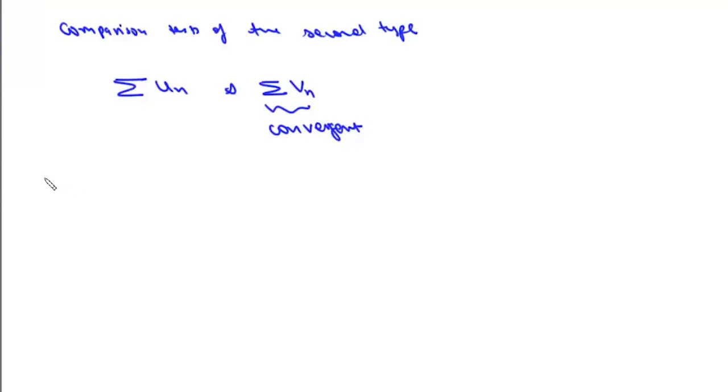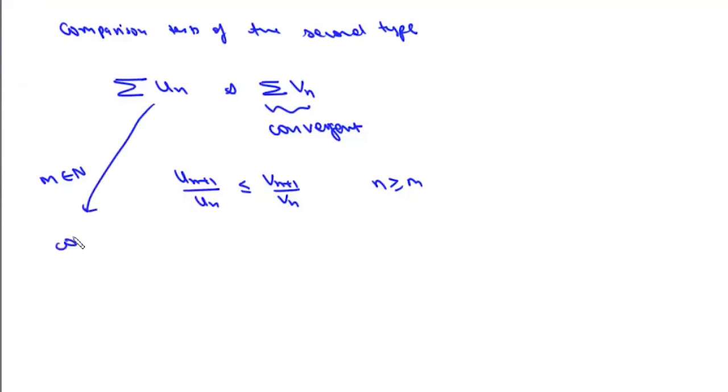Then if there exists a natural number m such that un plus 1 upon un is less than or equal to vn plus 1 upon vn for all n greater than or equal to m, then we'll say this series summation un will also be a convergent series. Now again here we won't use it in this form. We'll use the practical comparison test of the second type.